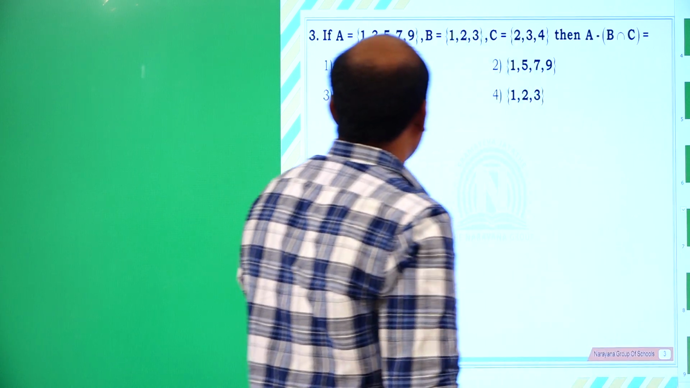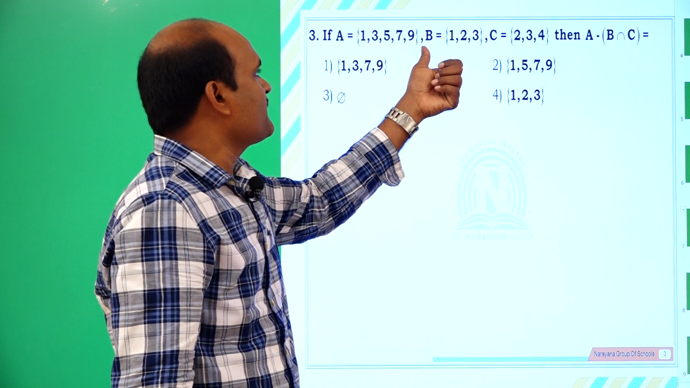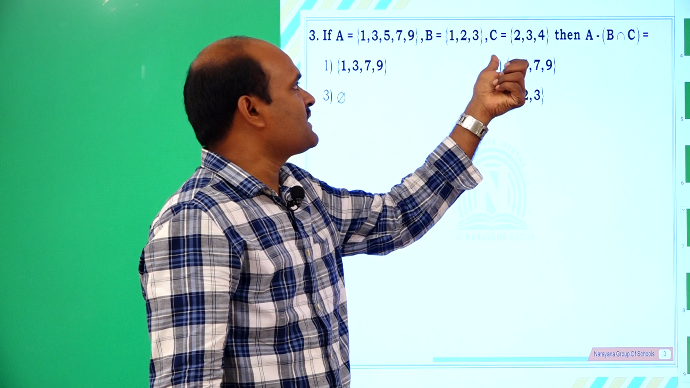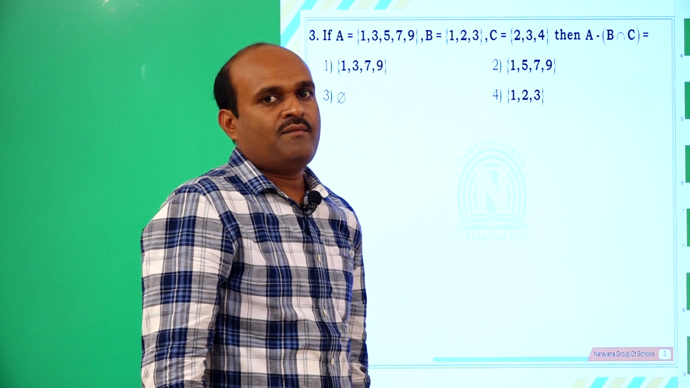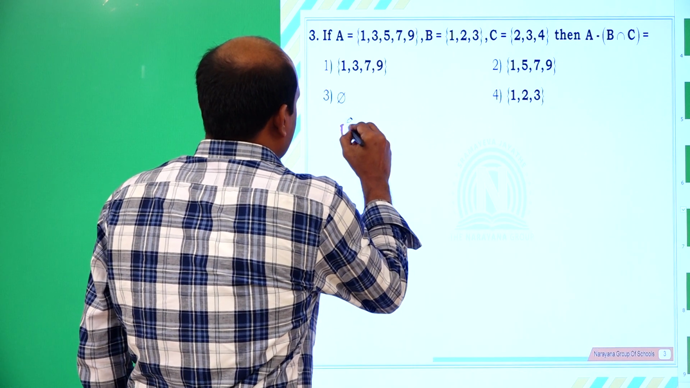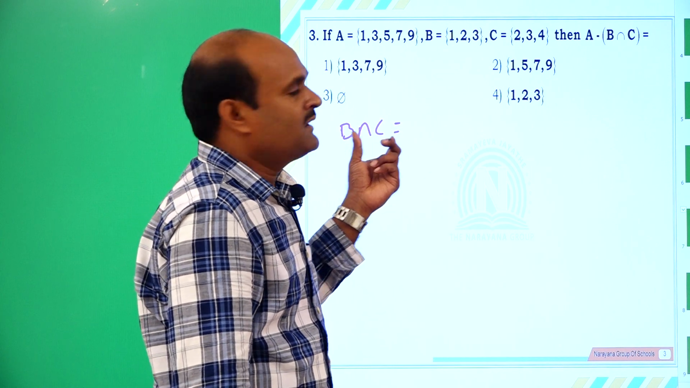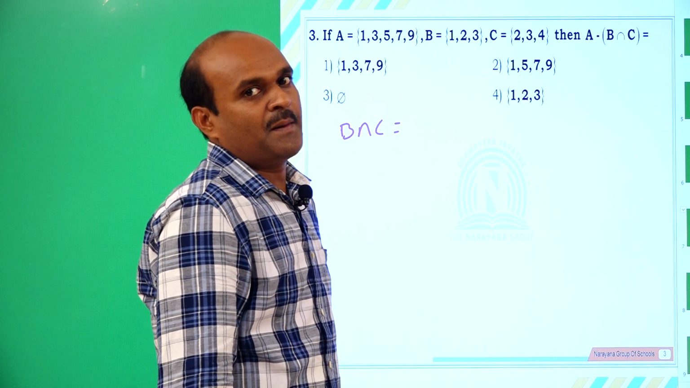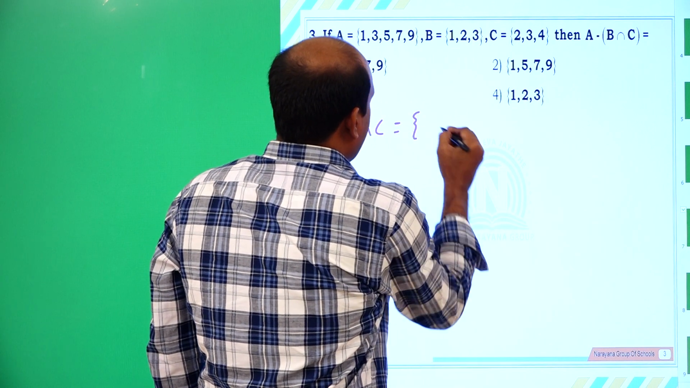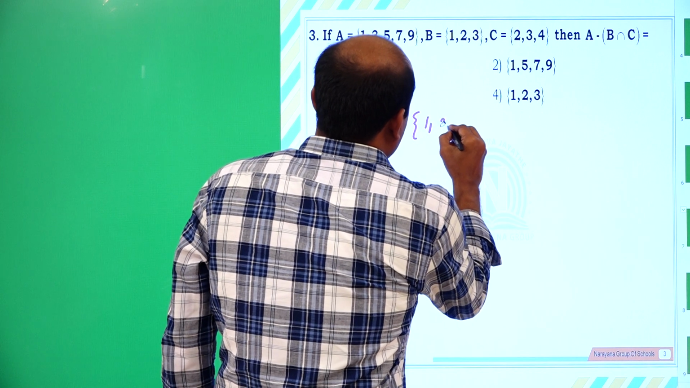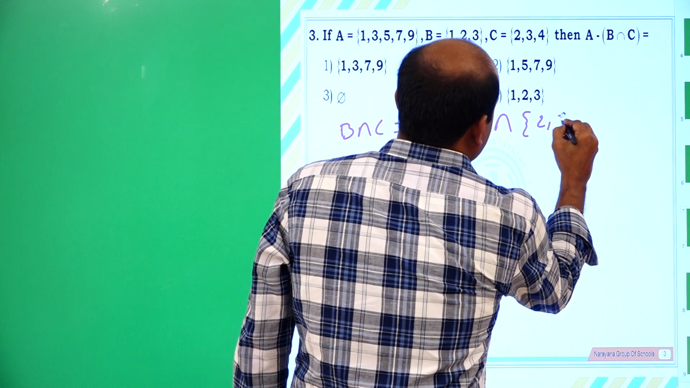Now coming to the third problem: if A is equal to {1, 3, 5, 7, 9}, B is equal to {1, 2, 3}, and C is equal to {2, 3, 4}, then find A minus (B intersection C). First of all, find B intersection C. What is B intersection C? It means the common elements in both the sets B and C, which is {2, 3}.